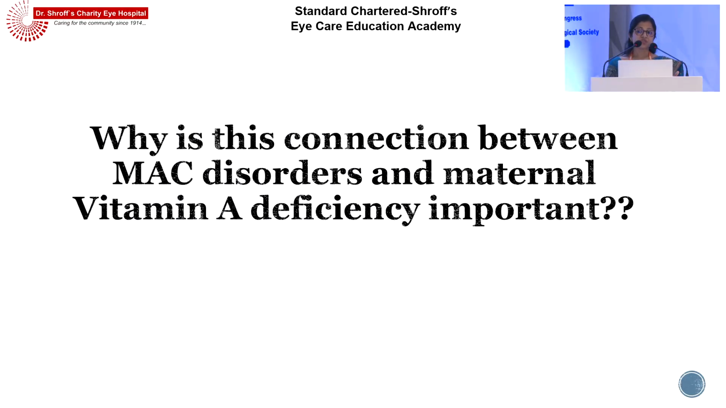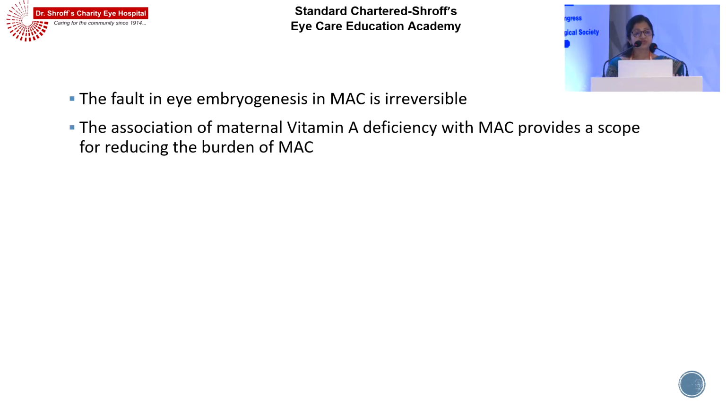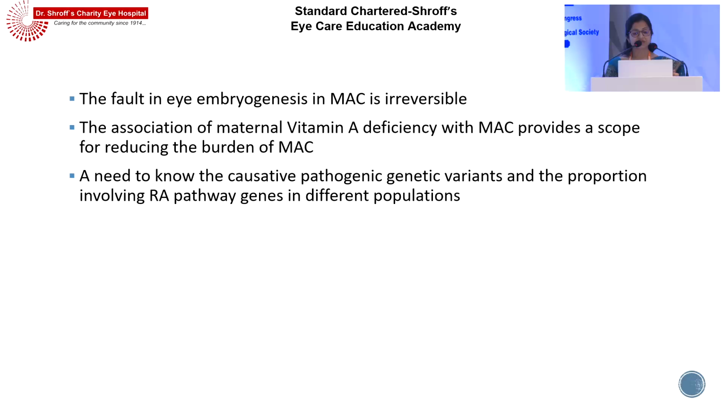At the end, I want to conclude: why is this connection between MAC disorders and maternal vitamin A deficiency so important? Because, as I mentioned before, the fault in eye embryogenesis in MAC is irreversible. So we have to look at preventive aspects. The association of vitamin A deficiency and MAC actually provides us a scope for reducing the burden of MAC, apart from, of course, prenatal counseling and testing, which is also very complicated in MAC because the yield of genetic tests is not very high. We need to know the causative pathogenic genetic variations in our subset of population.